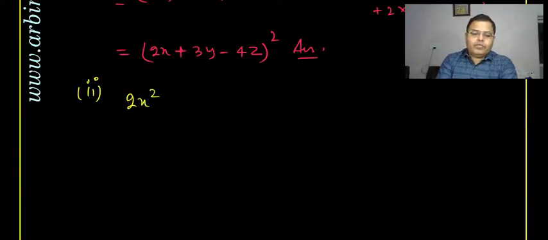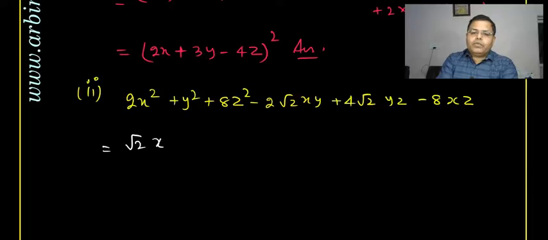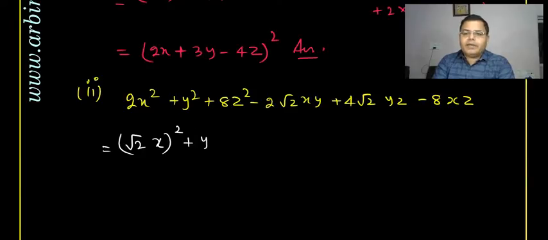And there is another question, that is 2x square plus y square plus 8z square minus 2 root 2 xy plus 4 root 2 yz minus 8xz. I can write it like this: root 2 into x whole square plus, where are the negative terms? The negative terms are here and here, these are the two negative. Which one is common? X is common. So x must be negative. This is the indication with which we can deal. Because x is present in both and both the terms are negative, so x must be negative.